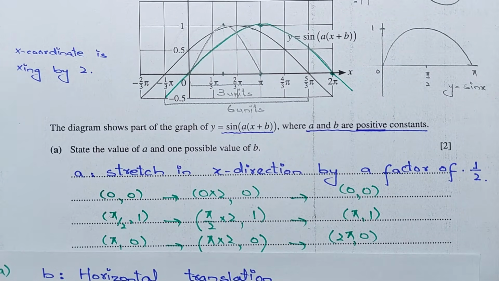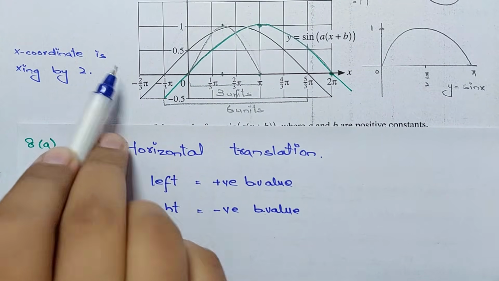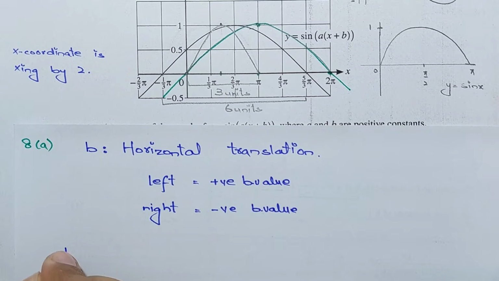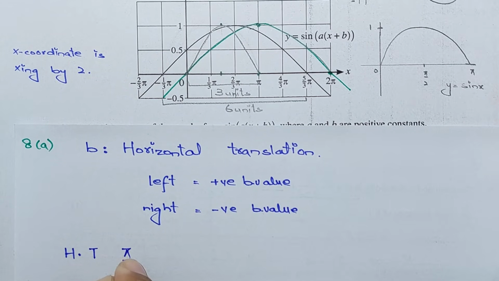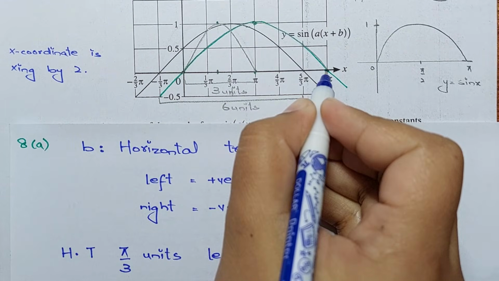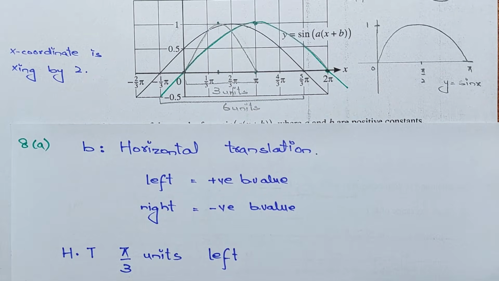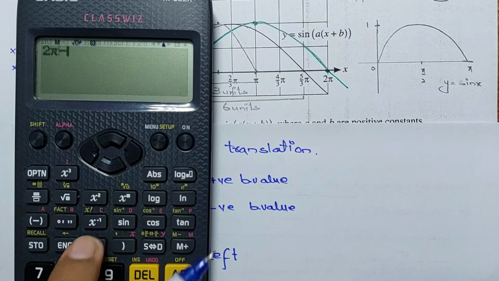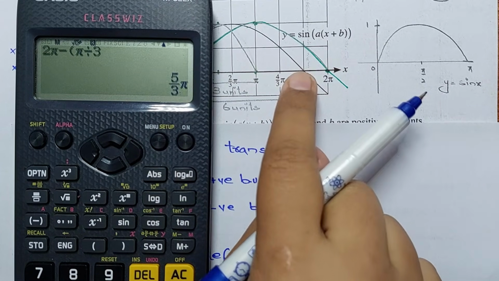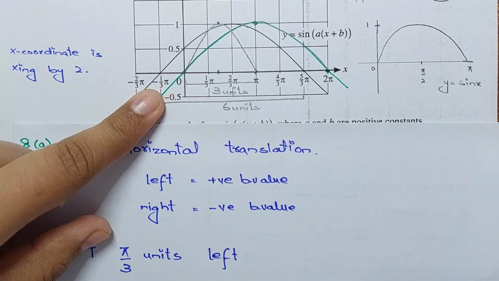Okay. Now, as you can see, when you move every point, 0 moves pi by 3 units to the left, right? So we have a horizontal translation pi by 3 units left. You can see when you move pi by 3 units to the left, 2 pi minus pi by 3 gives 5 pi by 3, right? So we have to move every point pi by 3 units to the left.